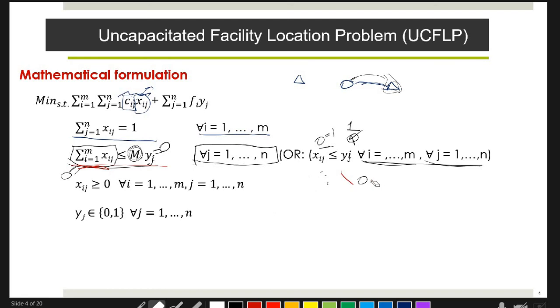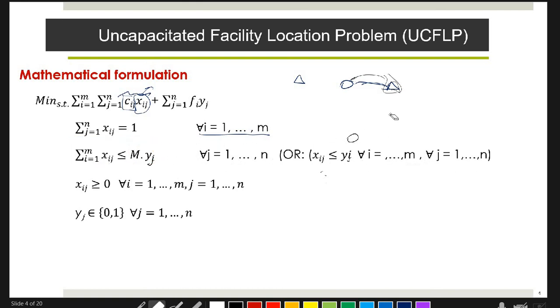Okay, so on the other hand, if Yj is equal to 1, what happens? Then this right hand side becomes big M, which is a very large number, which is infinity. So this constraint, this left hand side can take any value. Okay, so these two versions of the constraint, you don't need to write both of them at the same time. You can write only one of them and that version will work.